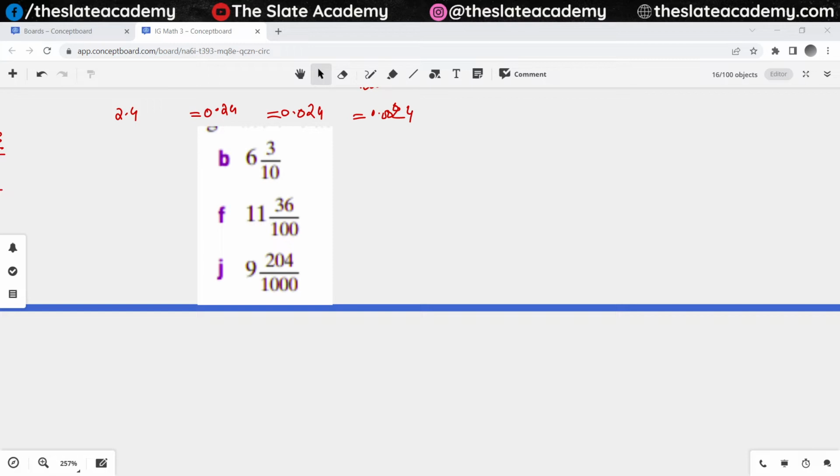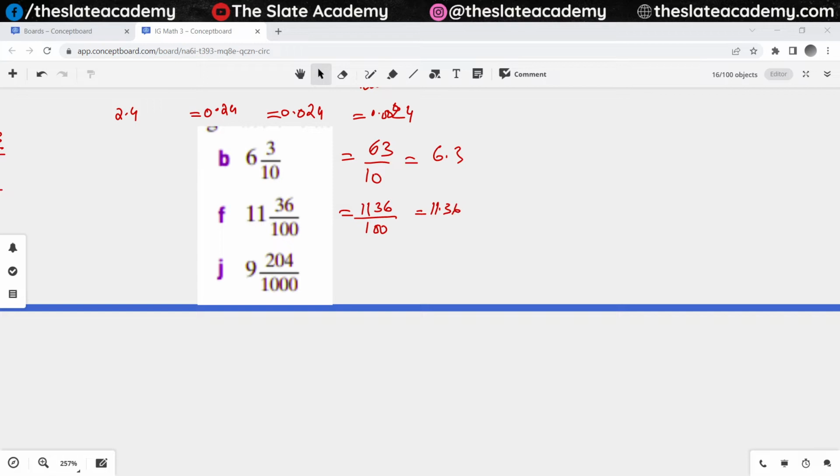All right, so the way these would be done, first of all, converting this compound fraction into an improper fraction. 10 times 6 is 60, 60 plus 3, 63, so 63 by 10, step 1. And then this would give me an answer of 6.3. The next one, 11 times 100 is 1100. 1100 plus 36 would be 1136 divided by 100. And two digits from the right I would put the decimal, so it would become 11.36.